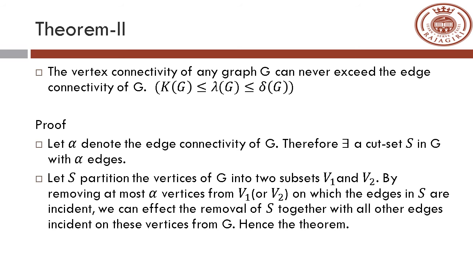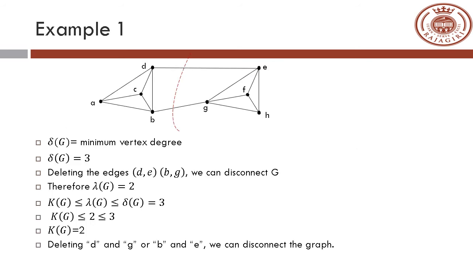Let S partition the vertices of G into two subsets V1 and V2. By removing at most alpha vertices from V1 or V2 on which the edges in S are incident, we can effect the removal of S together with all other edges incident on these vertices from G. Hence the theorem. From the above two theorems, we get a relation connecting vertex connectivity, edge connectivity and smallest degree vertex of the graph G. You are given a connected graph G.